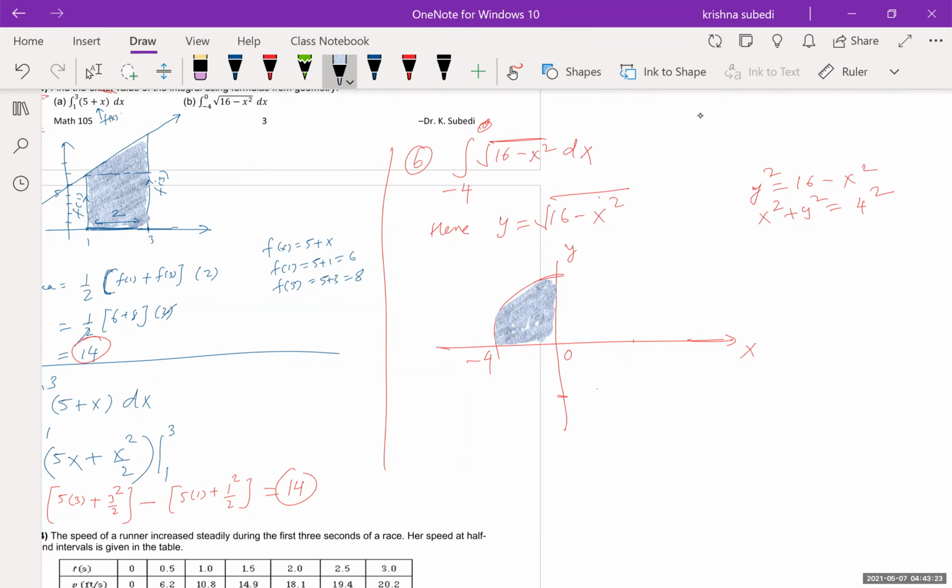I trust that you know how to draw the graph and you have done this in your high school or pre-calculus. I don't think there is an issue for you. So now you can find the area easily, right? So area is, it's the 1/4 of a circle. So area equals 1/4 of circle.